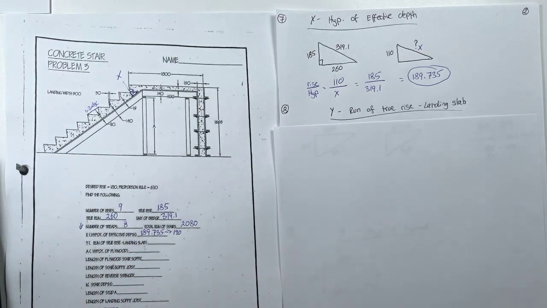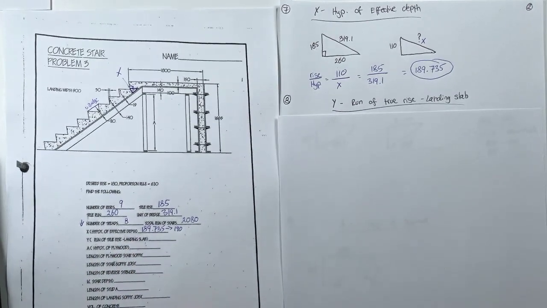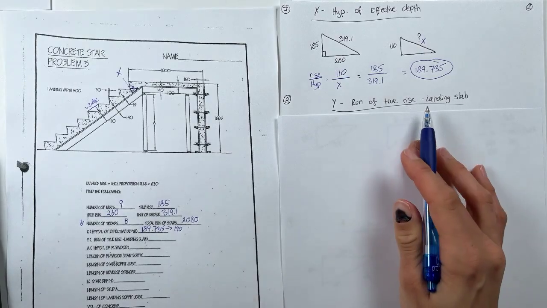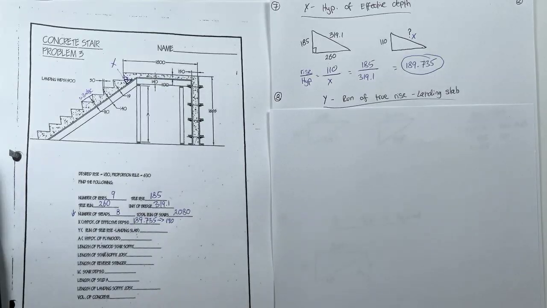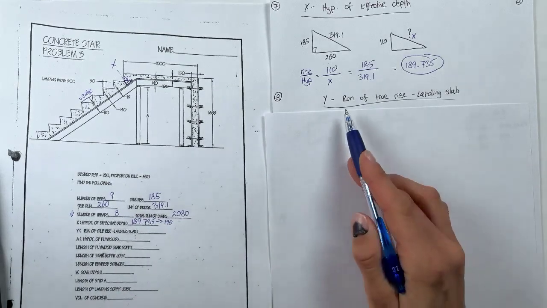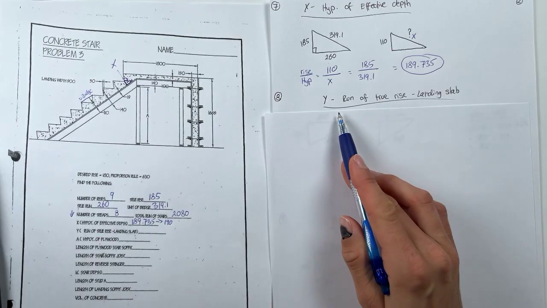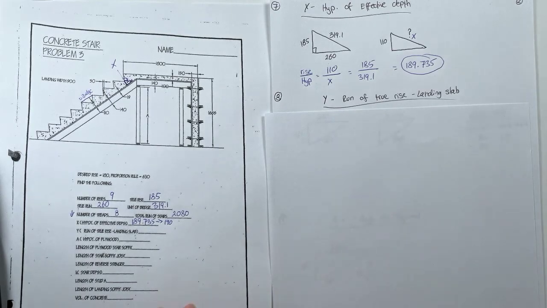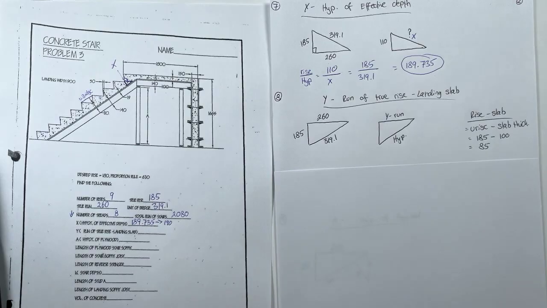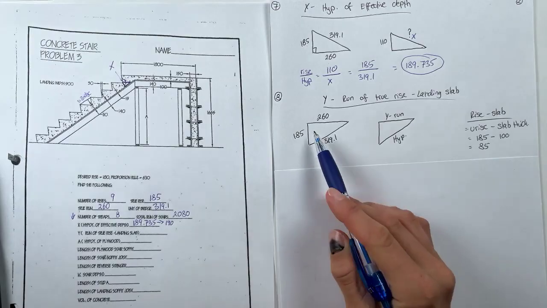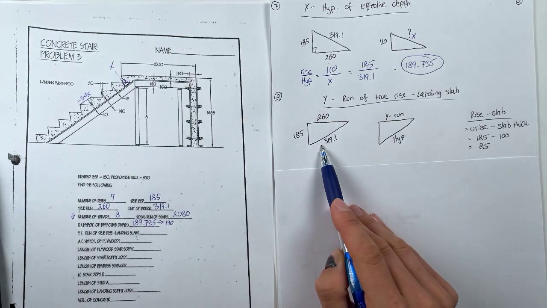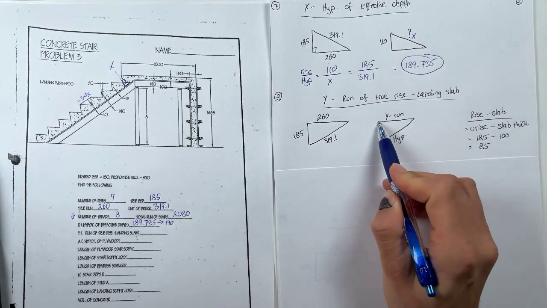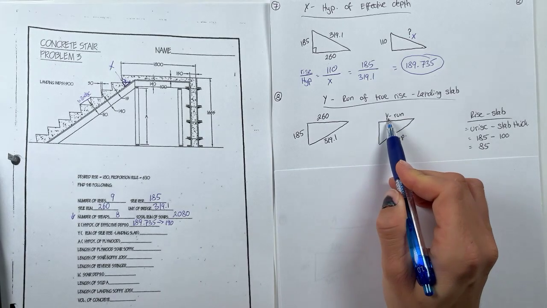Okay. Why? The run of the true rise minus the landing slab. So the most difficult part of this question is to understand what the heck it is even asking. So for this, we get to draw another triangle. I'll show you this, and then I'll show you where that pops up here. So again, we have the same triangle as before. We have our unit rise, we have our unit run, and we have our unit of bridge. We're trying to find a unit run, which we call y.